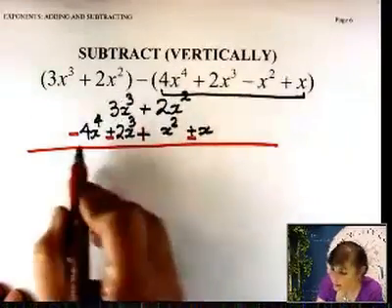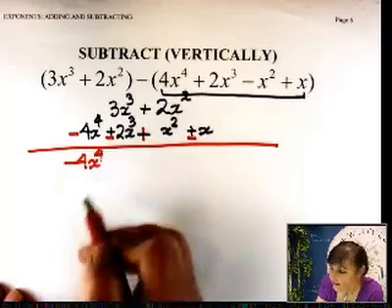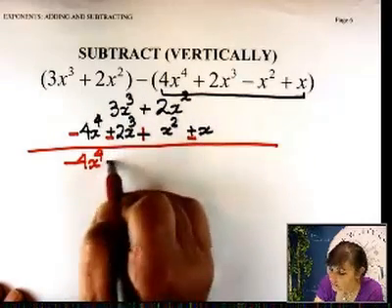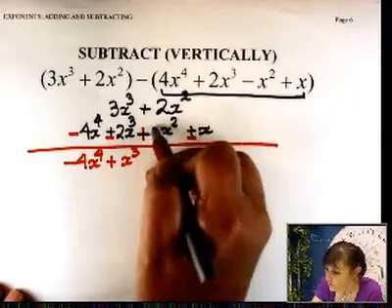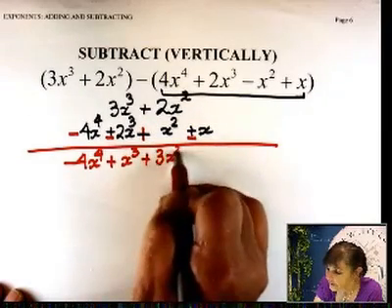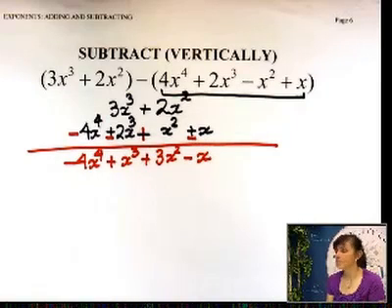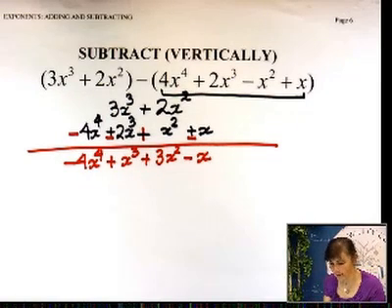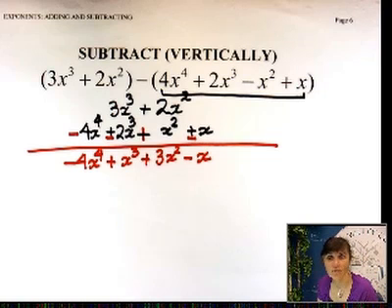Now I'm going to add them out. You're going to get negative 4x to the fourth. 3 minus 2, that's 1. I don't have to write 1. 2 plus 1, that's 3. And now you have a negative x. Do you see it? So that's another way of doing it. You can actually play with that. And this is actually the end of adding and subtracting polynomials.